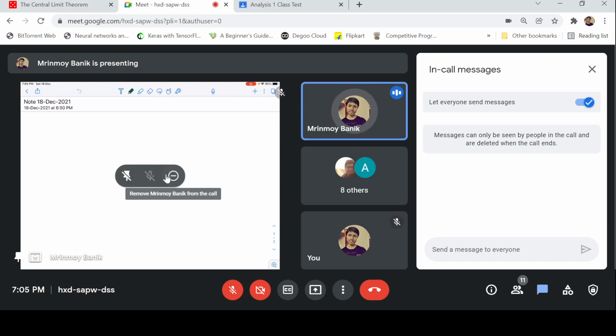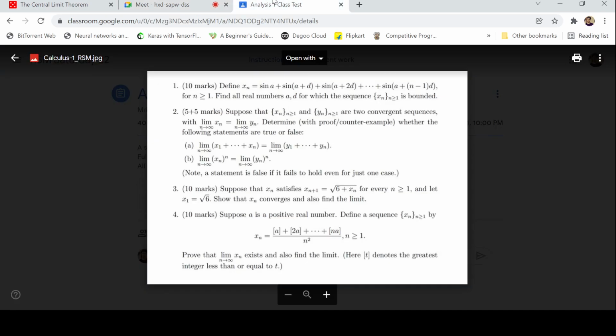So let's start with the class test that I had last week. What was the first question? So we have a sequence xn equals sum over i from 0 through n minus 1 of sin(a plus id).